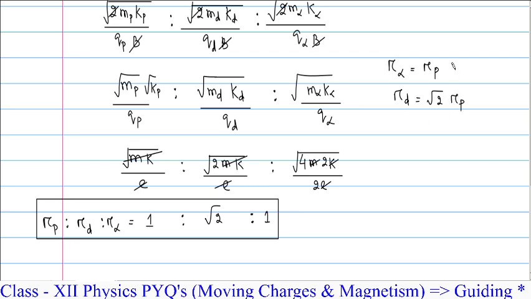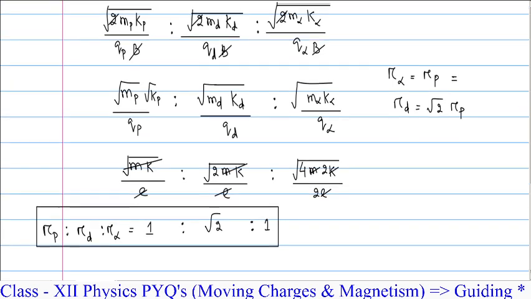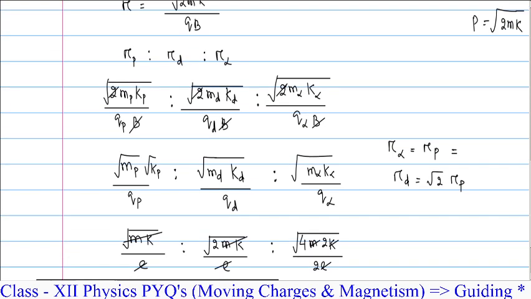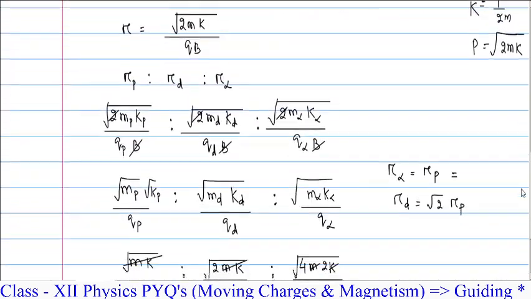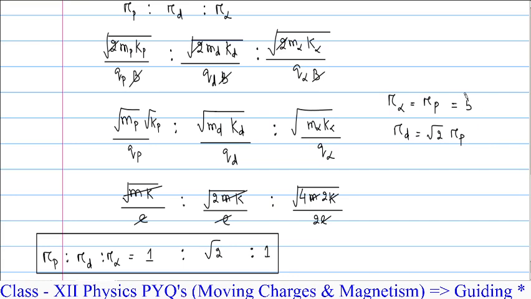Clear? So that means if the radius of proton is 5 centimeter, in the question it is given, let me check, yes, the radius of proton is 5 centimeter. That means the radius of the alpha particle will be the same as that, and the radius of the deuteron is root 2 times that, so it will be equal to 5 root 2 centimeter. Okay, so this is the case. Final answer.